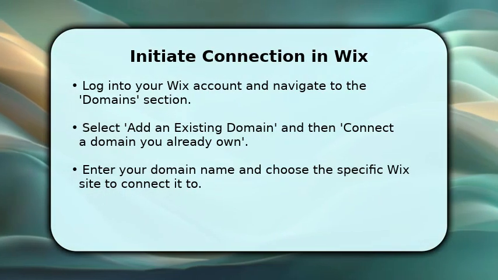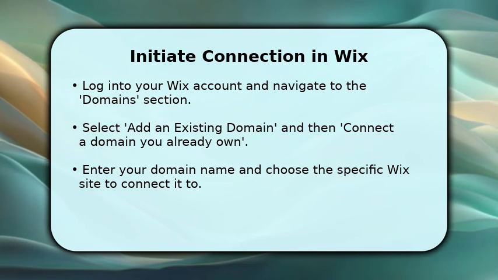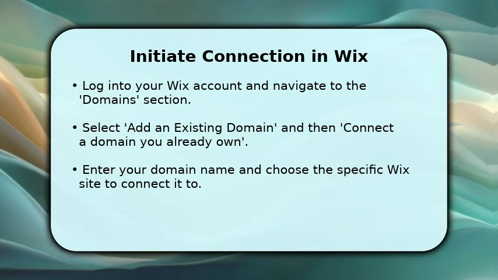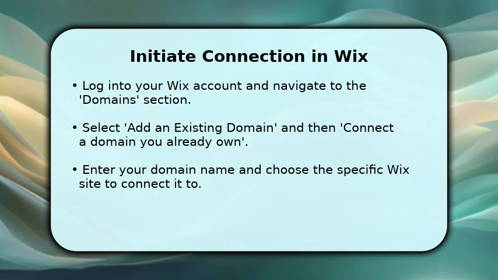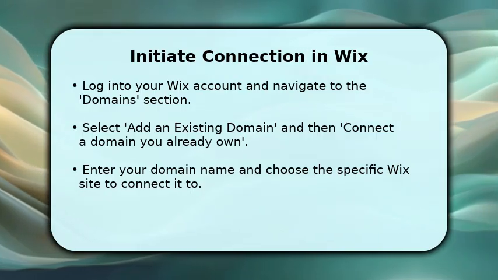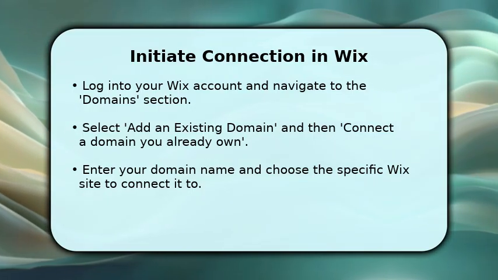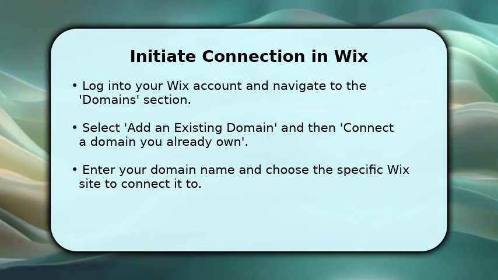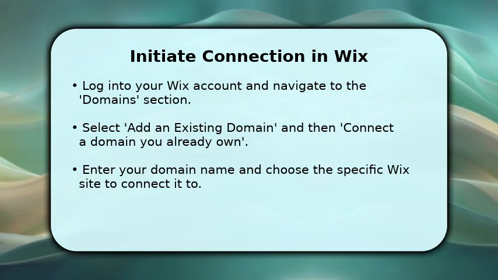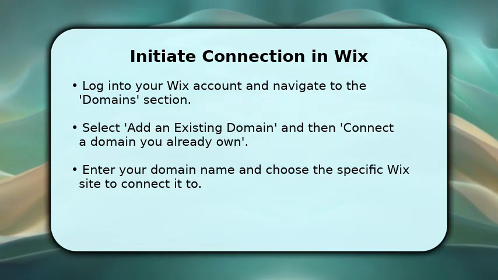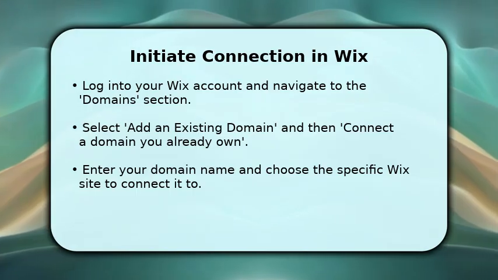The first step is to begin the connection process within your Wix account. Simply log in and head over to the Domains section. From there, you'll select Add an existing domain and choose to connect a domain you already own. Follow the prompts to enter your domain name and select the Wix site you wish to link. Wix will then display the unique DNS records you'll need for the next crucial step.